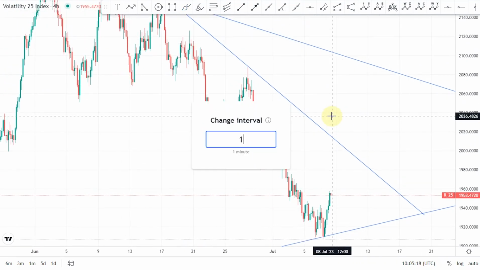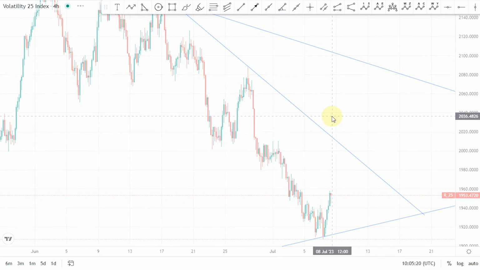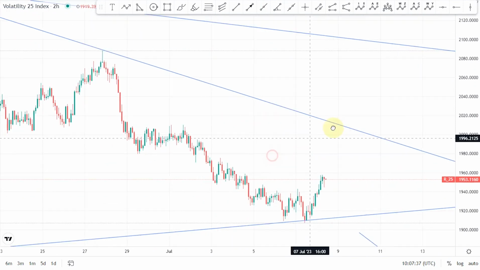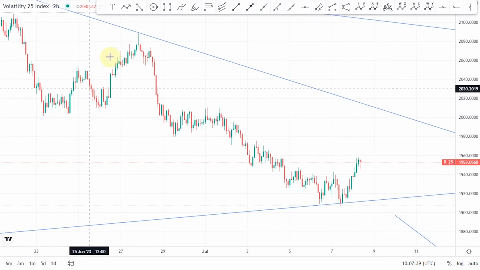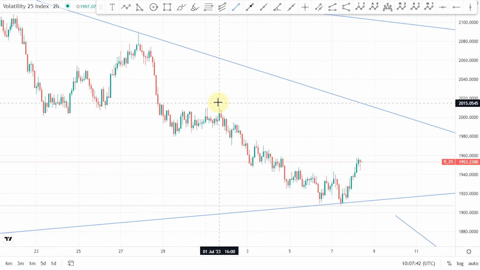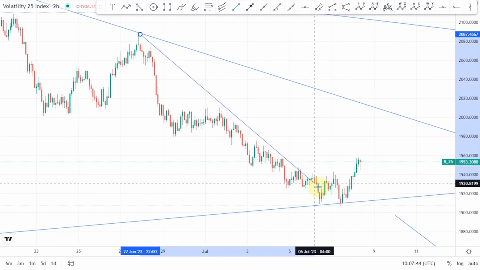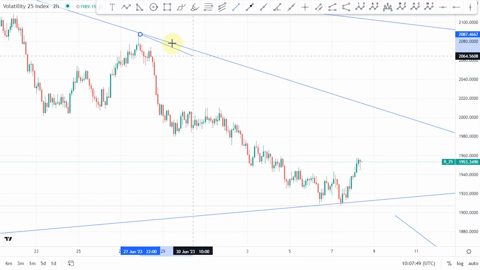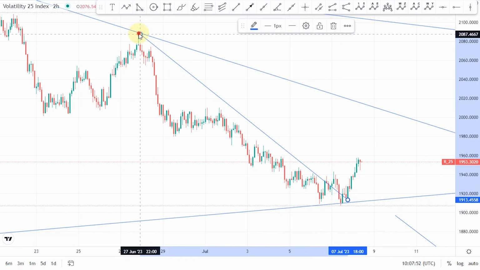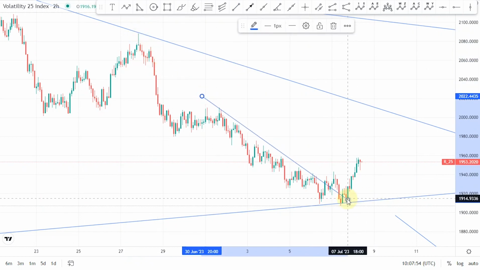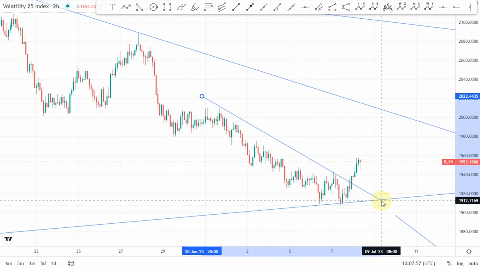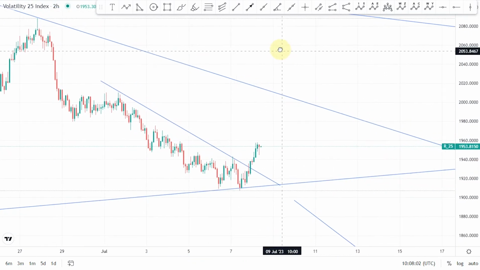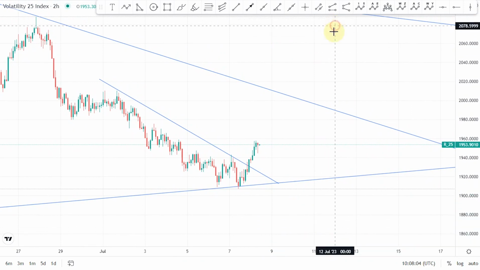So I go down to 2 hours. We are on the 2-hour time frame. That is H2. What can we see here? Let's try and see if you can draw a trend line. This is the best we can do. So what we notice now is that, let me get rid of this.